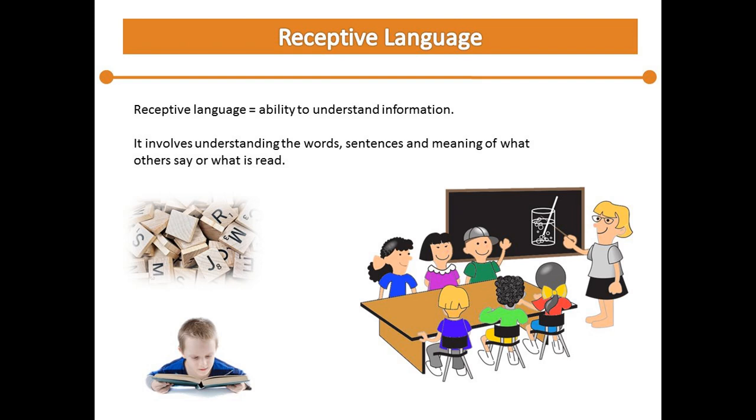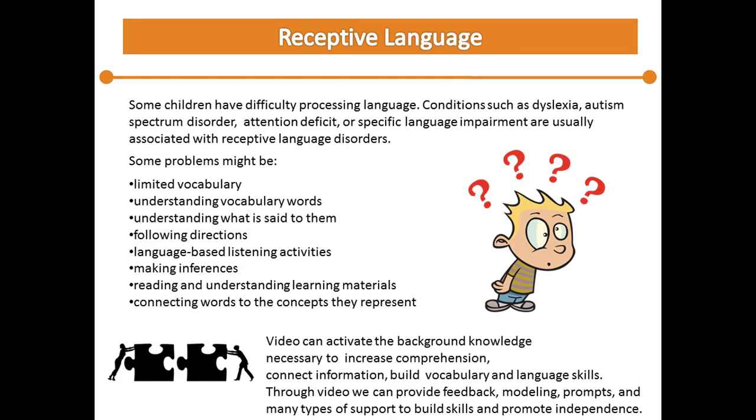So let's see what some challenges might be. Conditions such as dyslexia, autism spectrum disorder, attention deficit, or specific language impairment are usually associated with receptive language disorders. So some students might have problems understanding vocabulary words, or their vocabulary might be very limited, or they might have trouble understanding what is said to them, or they might have problems following directions, or making inferences, or reading learning materials, or connecting words to the concept that the words represent.